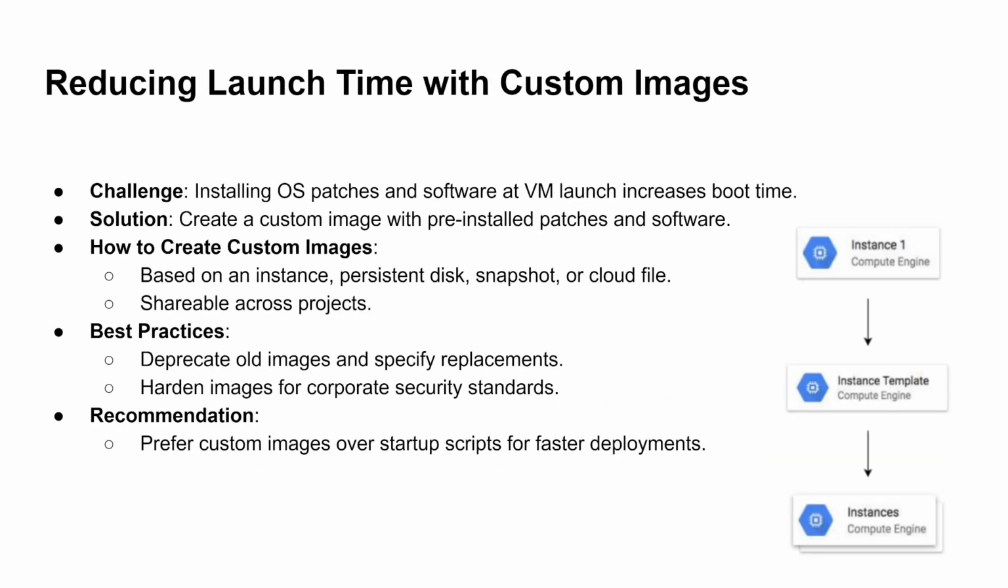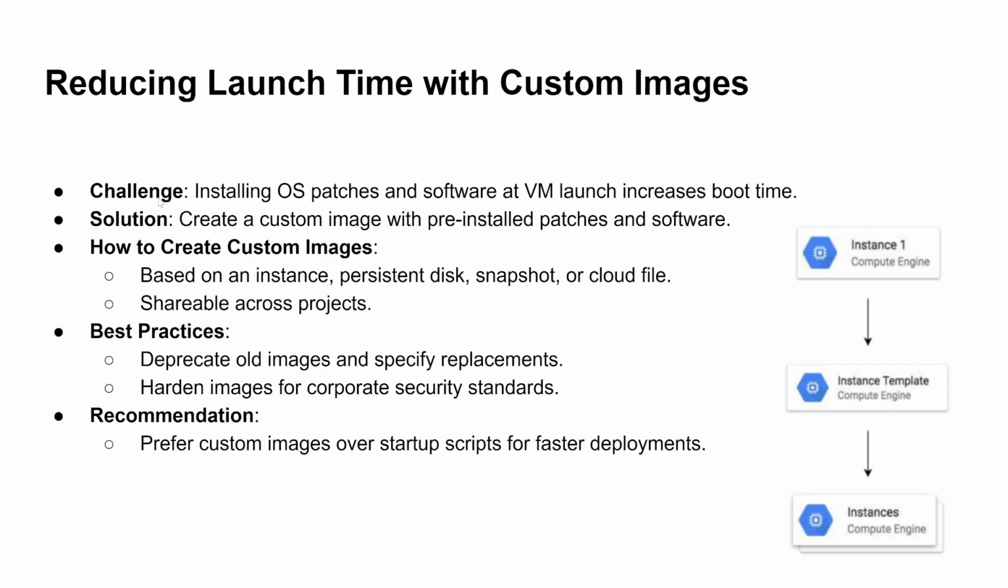To create a custom image, first we're going to create an instance, one simple instance that is a Compute Engine. Whenever you create a Compute Engine instance, there is a disk associated with it. Inside the disk we have all the pre-installed patches and software. Then we detach that disk from the instance and use it to create a custom image. Once we create a custom image, we can create an instance template or a new virtual machine out of that custom image.